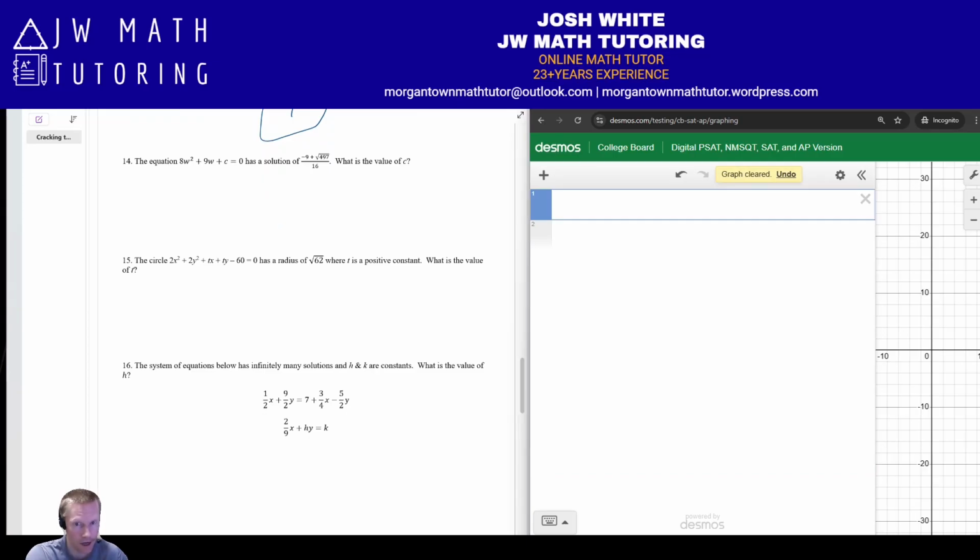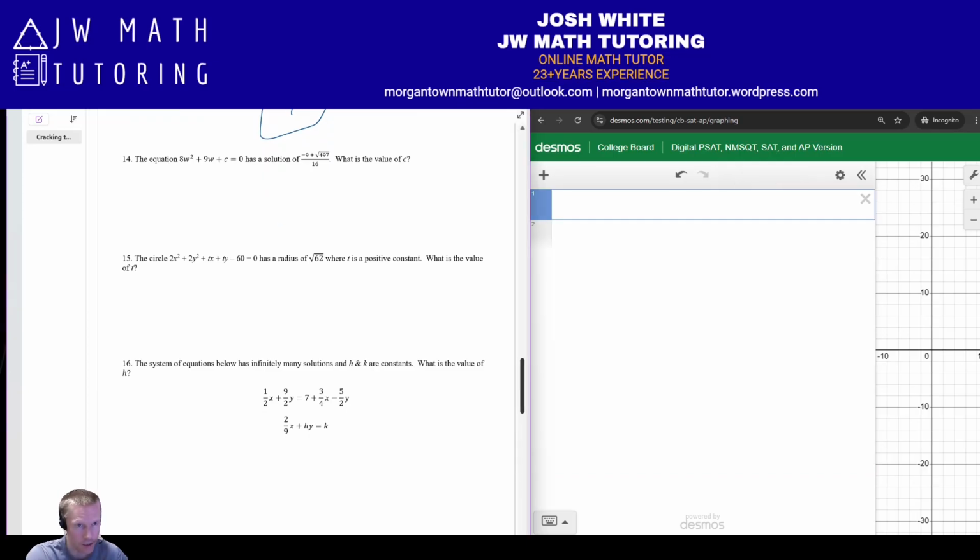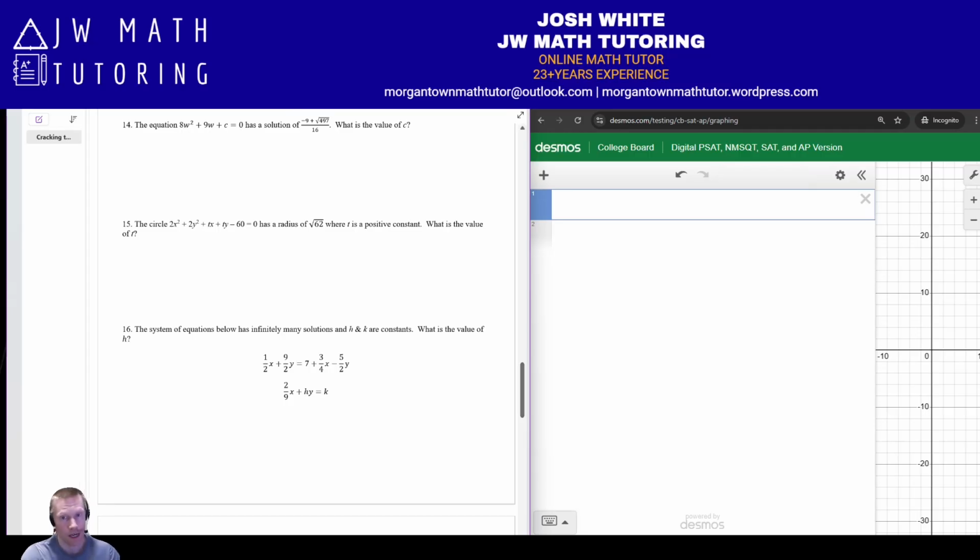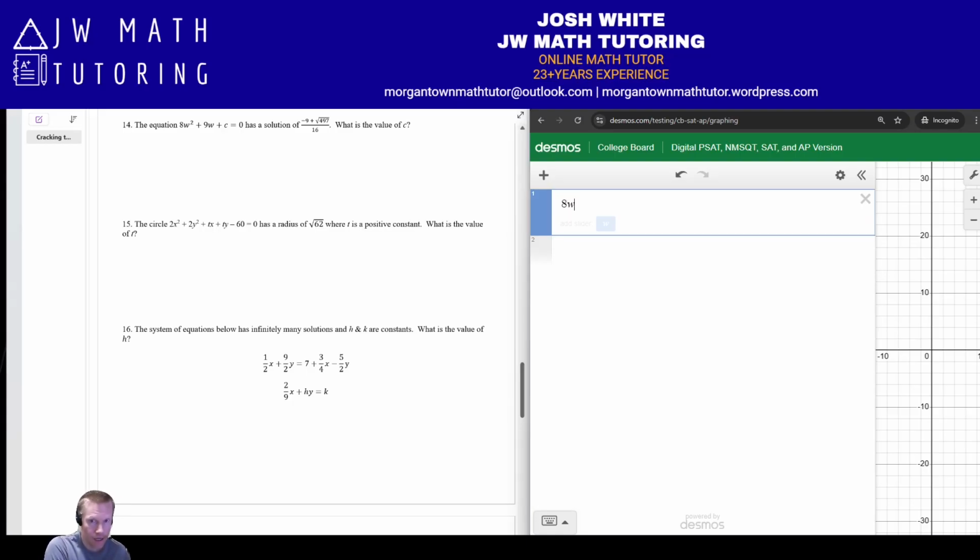All right, next up, the next question, number 14. Here we have a quadratic equation with a constant in it, and we have one of the solutions to this quadratic equation, and they want to know the value of c. Okay, so again, this is a new thing that was covered in my Ultimate Desmos Guide to Digital SAT Math, Part 9. And all we have to do is there's actually two ways to do it. I don't know if I'll show both.